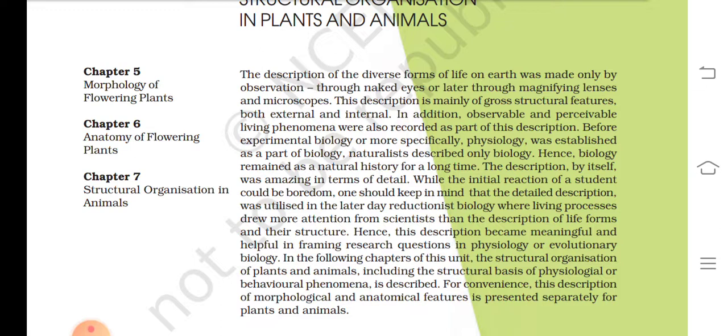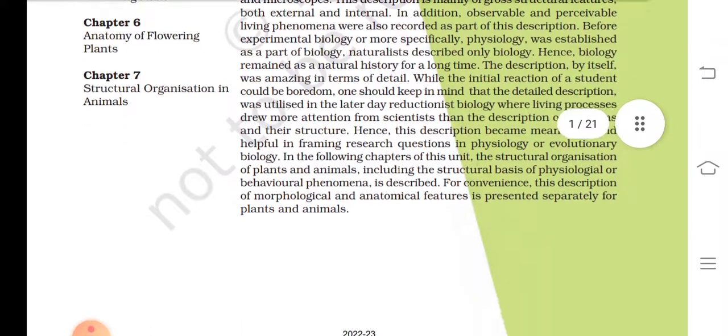In the following chapter of this unit, the structural organization of plants and animals, including the structural basis of physiological or behavioral phenomena, is described. For convenience, this description of morphological and anatomical features is presented separately for plants and animals.